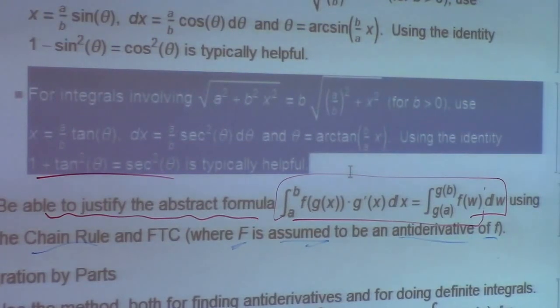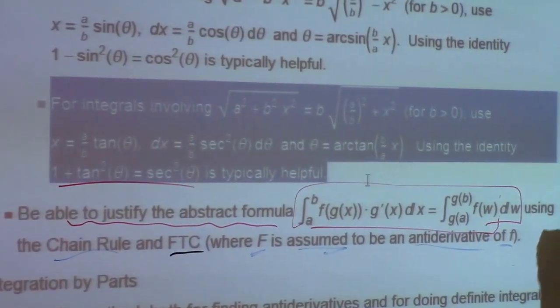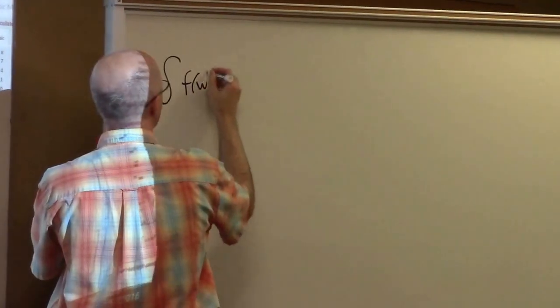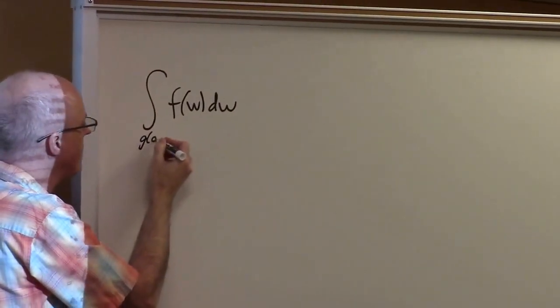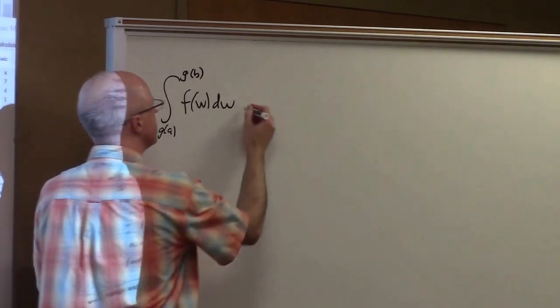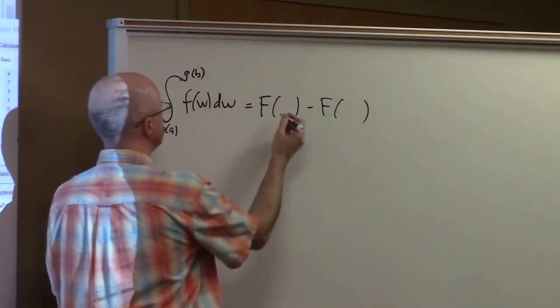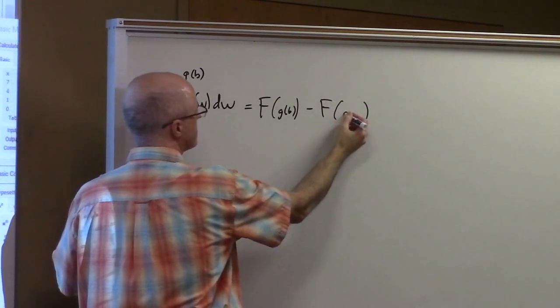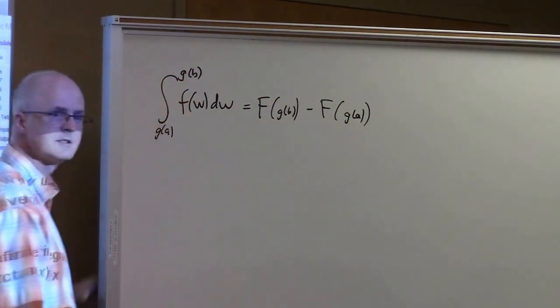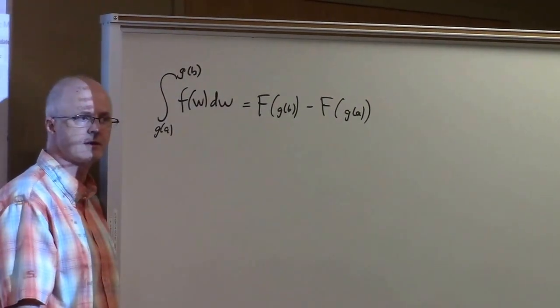The fact that capital F is an antiderivative of little f, and the FTC, of course, too, means that if you integrate little f, calling its variable w, but I could use a different letter, from one number to another, those numbers happen to be of the form g of a and g of b. The Fundamental Theorem of Calculus says, calculate F of the top number minus F of the bottom number. The top number is g of b. The bottom number is g of a. So when you simplify the integral on the right side, assuming capital F is an antiderivative of little f, you get that.